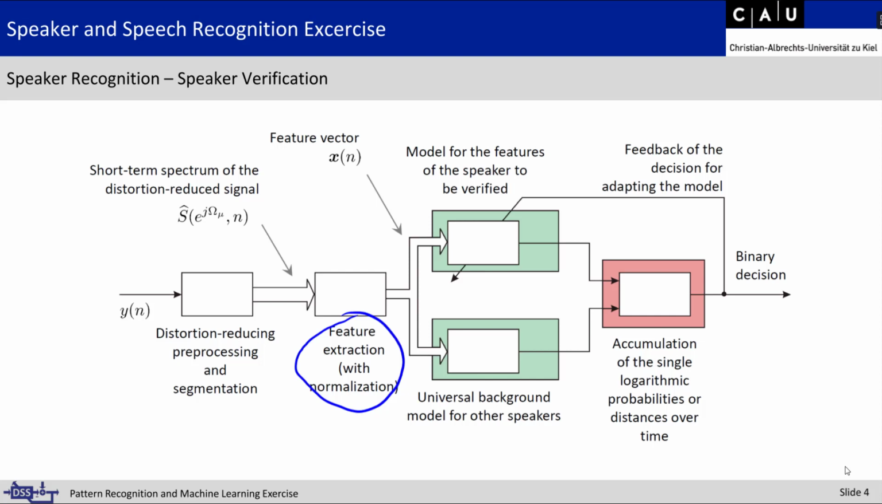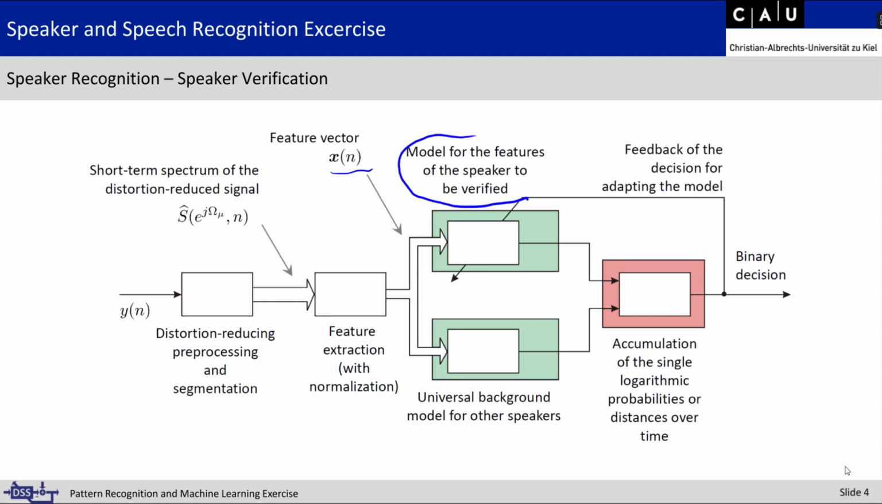An important part is the normalization. For example, if a speaker has a very low microphone level in one part, and the other speaker has a microphone with a higher gain, we want to neglect those input factors, because we only want to focus on the speech and not on the gain. So we have to normalize our input features. After that we have our features x of n, and those features go into our model for our speakers.